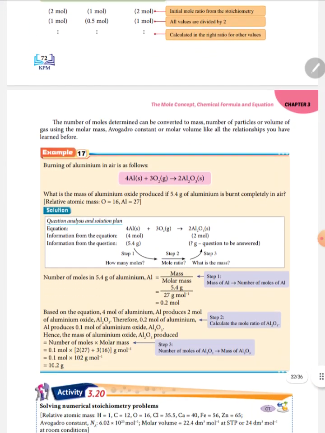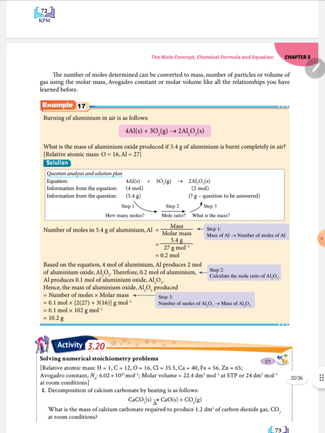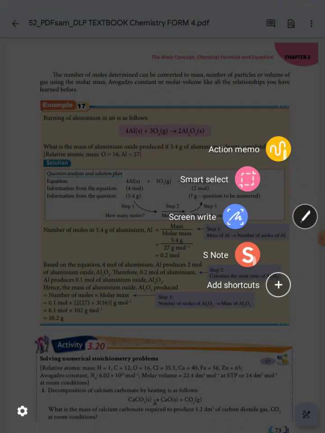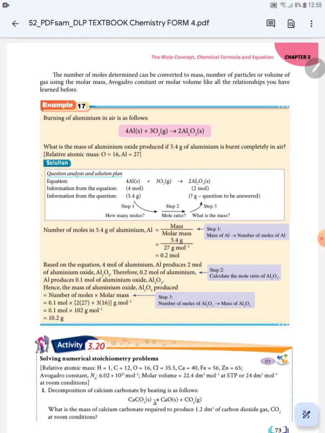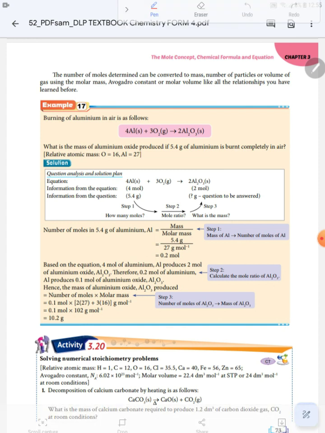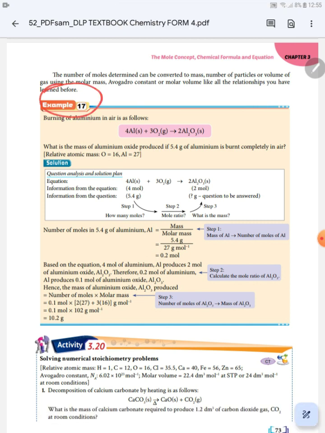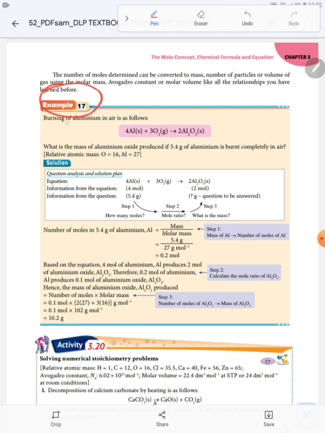Okay, kita berbalik dekat sini semula. So this is what we are going to discuss today. Okay, your textbook is on the page, I'm not sure. Okay, look at example 17. Burning of aluminium in air is as follow. Okay, so here you have 4Al plus 3O2 produce 2Al2O3.